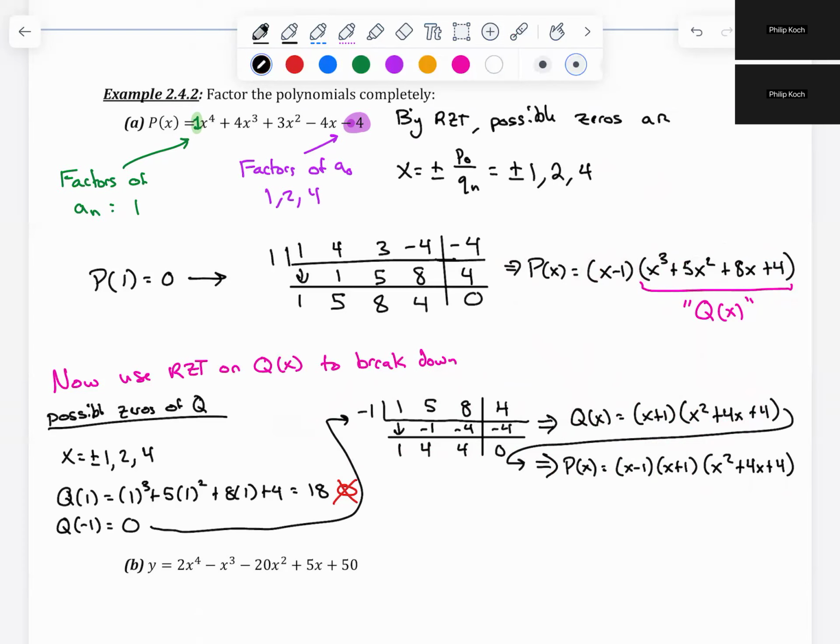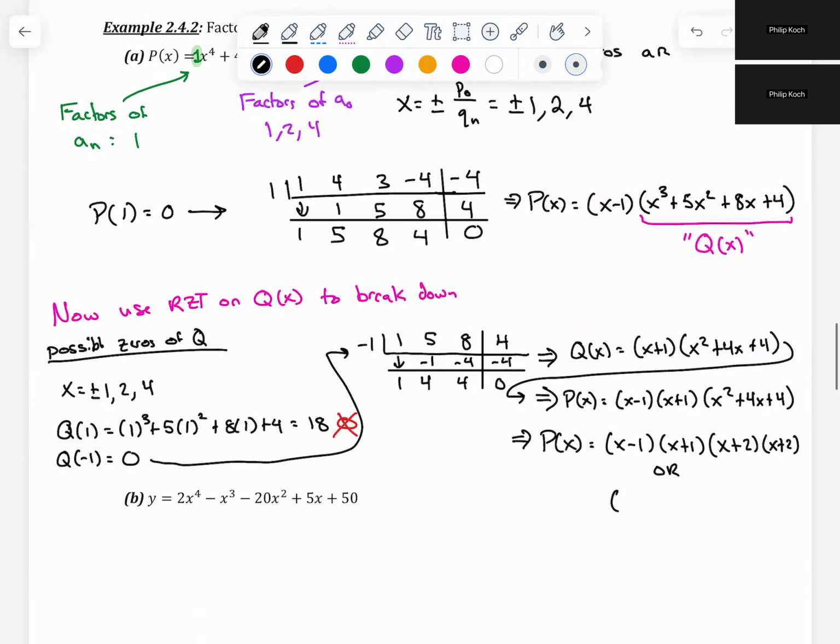That'll factor to P of X equals X minus 1 times X plus 1 times X plus 2 times X plus 2. Or you could write it as X minus 1 times X plus 1 times X plus 2 squared. I'm okay with either.